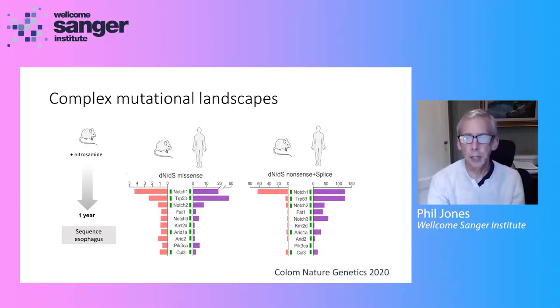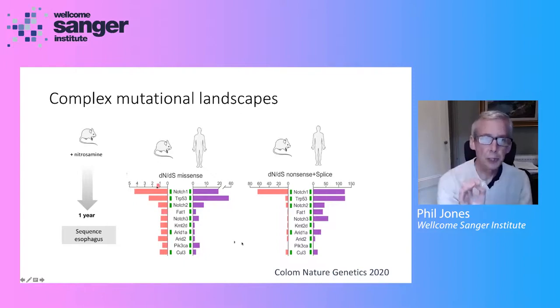And you can see a couple of graphs here where we've plotted these dN/dS ratios with the human on the right and the mouse on the left. And what we can see is that we're getting the same genes, the same top 3 genes are being selected in mouse and humans. And actually, as we go down the list, there's also positive selection for some other genes. So remarkably, you can recapitulate many aspects of a human mutational landscape in a mouse model over just a year.